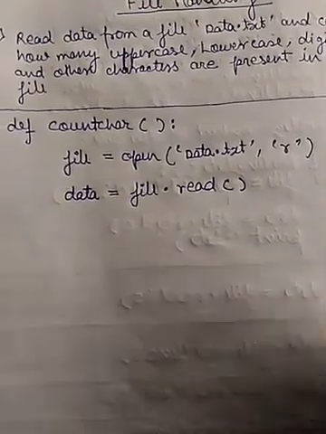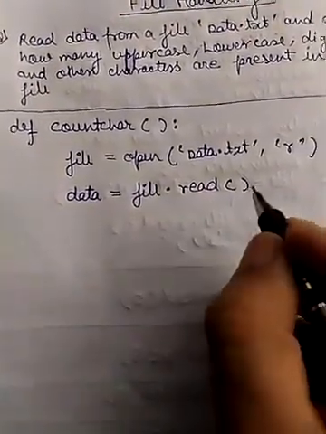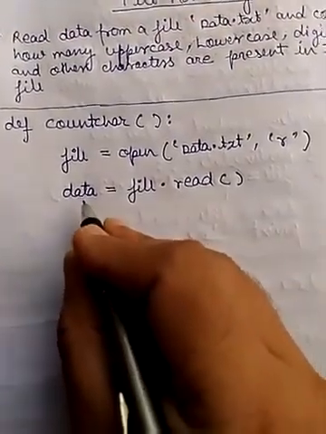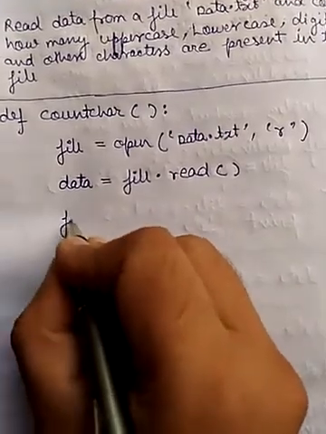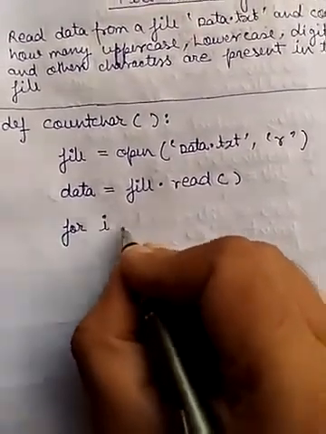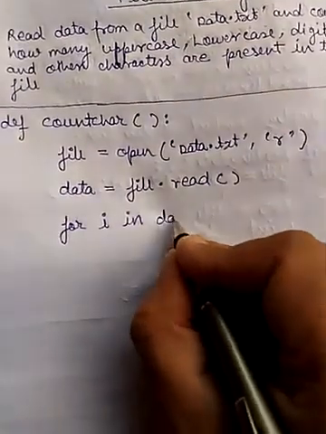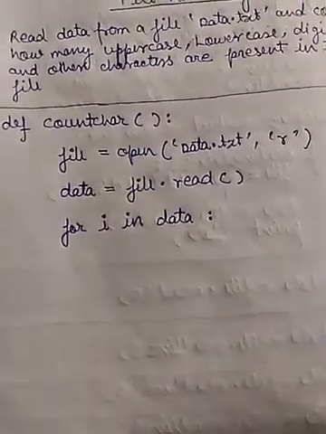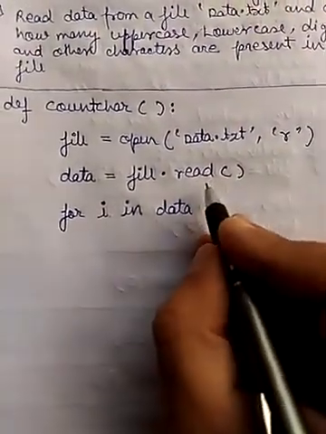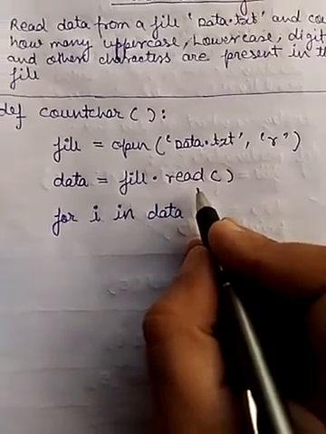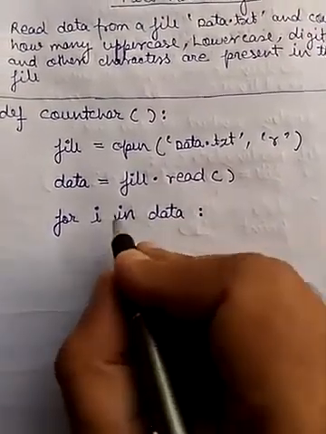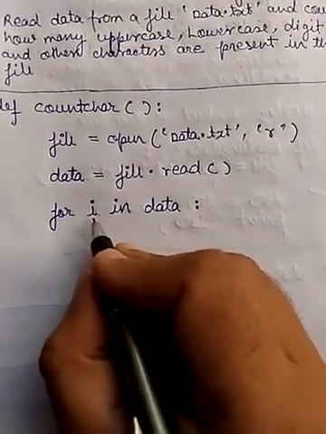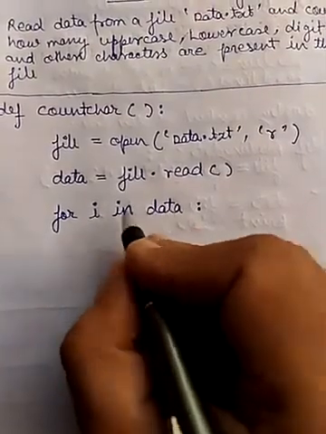Now we have to traverse the data, means we have to process the data one by one. That's why we have to put a loop inside the data. So I am using for i in data. This is a loop of element. Means read function reads the entire data of the file in the form of a string. That's why we have used a loop in the string. So this is the loop of element. Means one element of the string will appear in i.